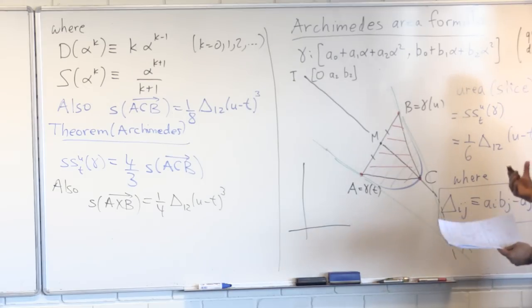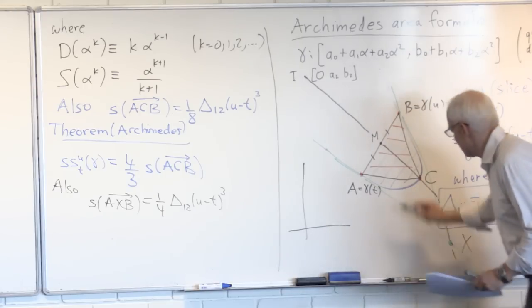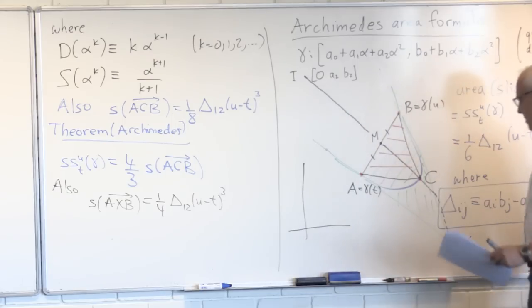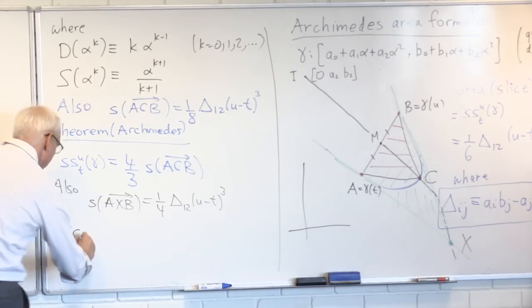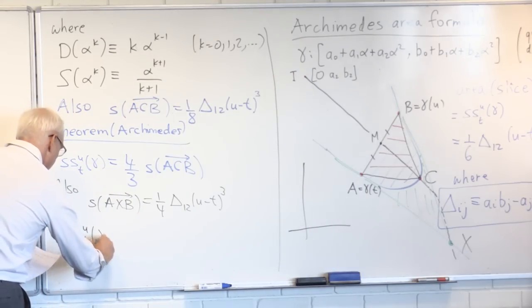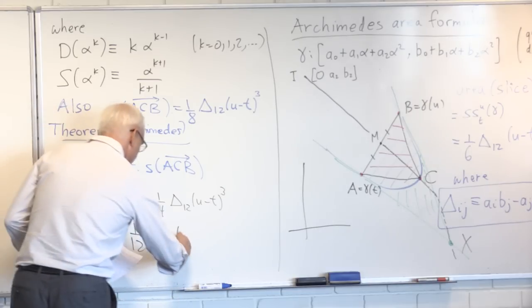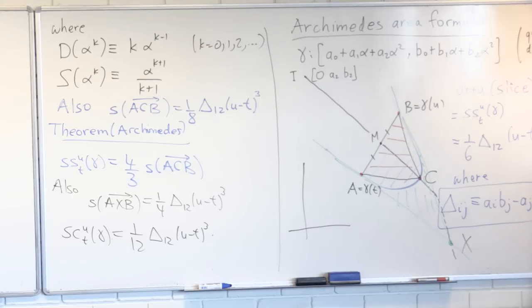And then there's a sort of a fourth quantity around that you could investigate, and that's the external area, that's in this big triangle, but outside the parabola. And I call that a cap area, so signed cap area from T to U of gamma. Well, that's just by difference, that's 1/12 of the same formula, delta 1, 2 times u minus t cubed. And so there are nice relationships between these things, so obvious. Once you know one of them, you know the others, and the pleasant ratios between them.